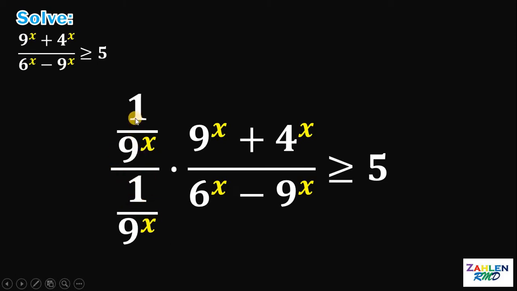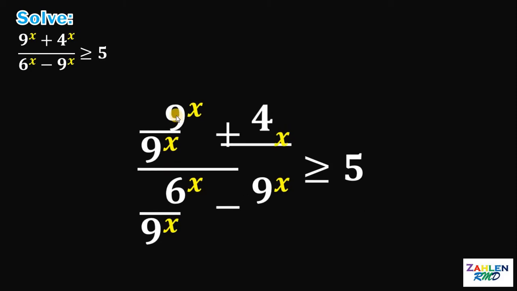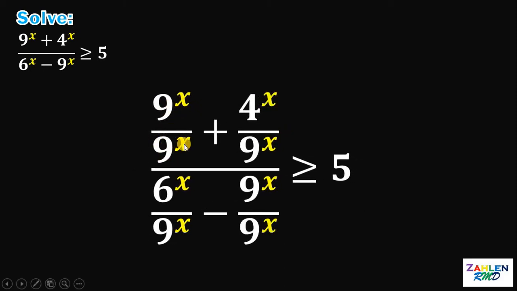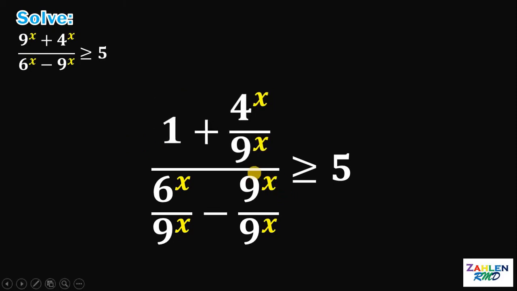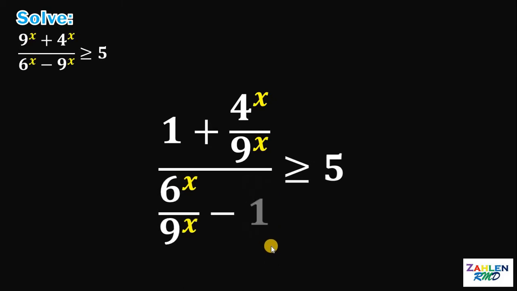Now, let's multiply 1 over 9 raised to x to the numerator and the denominator. If we do that, we get 9 raised to x over 9 raised to x plus 4 raised to x over 9 raised to x, all over 6 raised to x over 9 raised to x minus 9 raised to x over 9 raised to x. And take note that 9 raised to x over 9 raised to x is just 1. And also, 9 raised to x over 9 raised to x on the denominator is also 1.